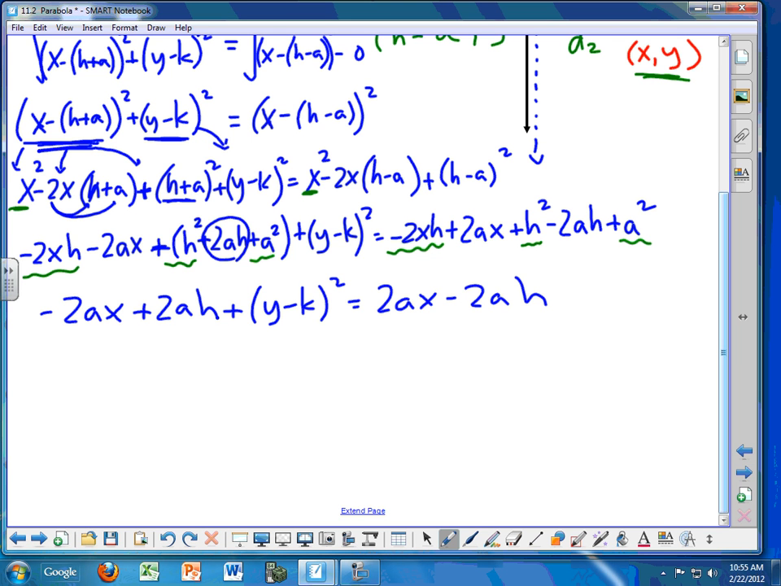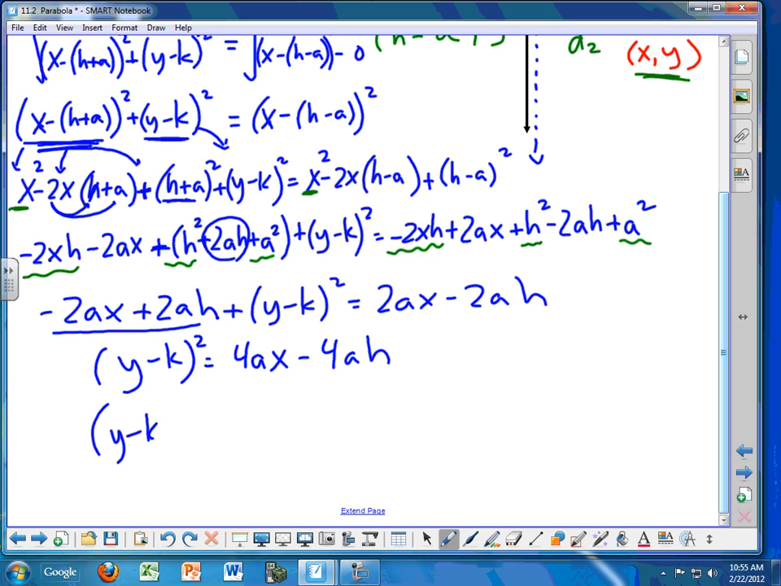Whew, that's pretty hard stuff. So all this guy, that'll go to the other side. So y minus k is squared. And as we add the two together, we get 4ax minus 4ah, or as we see here, y minus k squared is equal to 4a quantity x minus h.